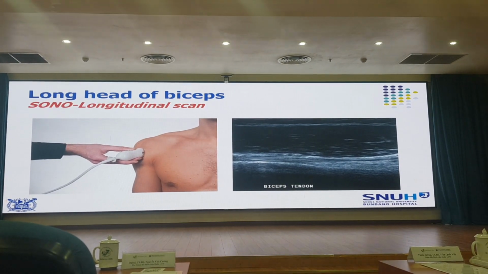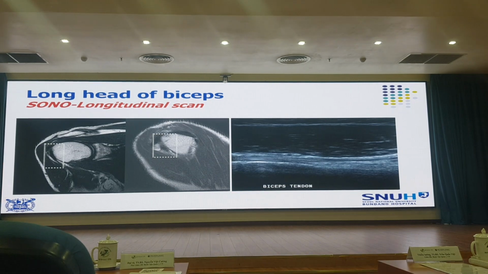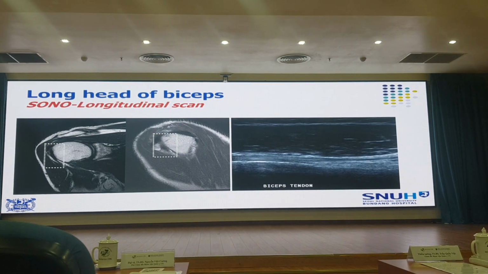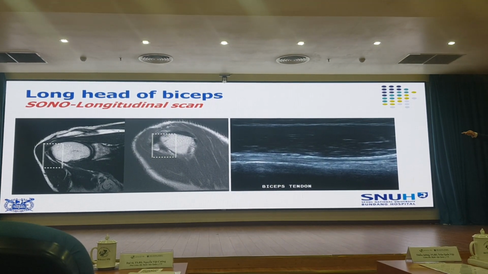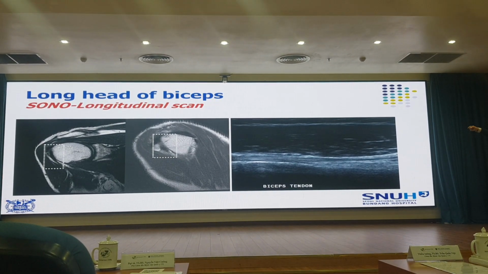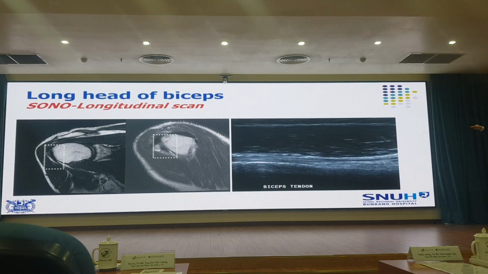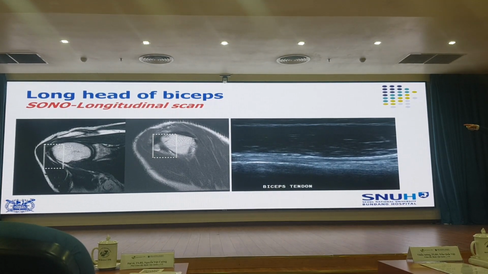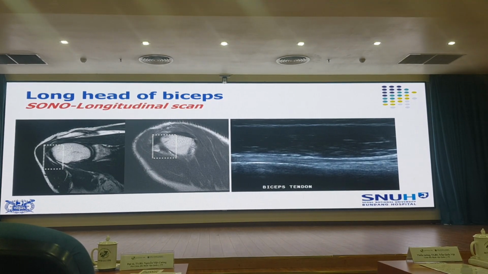And it looks also similar to the coronal and the sagittal scan of the MRI. Here you can see that the biceps tendon runs longitudinally along the humerus shaft, and you can see it in the coronal and the sagittal scan of the MRI.